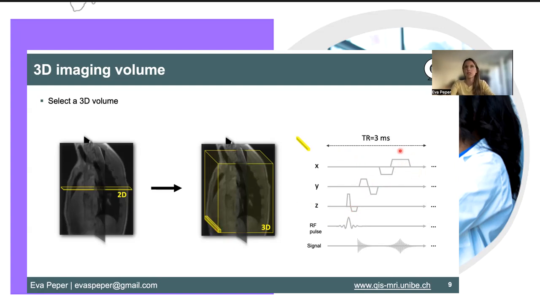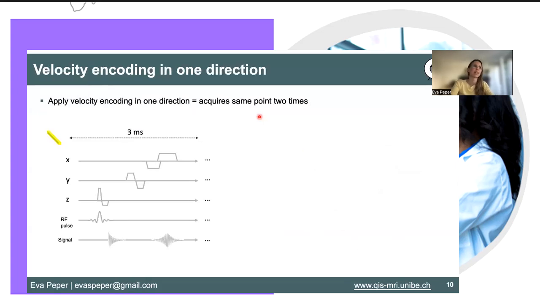This acquisition for one data point takes, let's say, 3 milliseconds. That means that if we have, let's say, 100 by 200 data points in this plane, the whole image takes around 60 seconds. That's one 3D image, not a flow image.